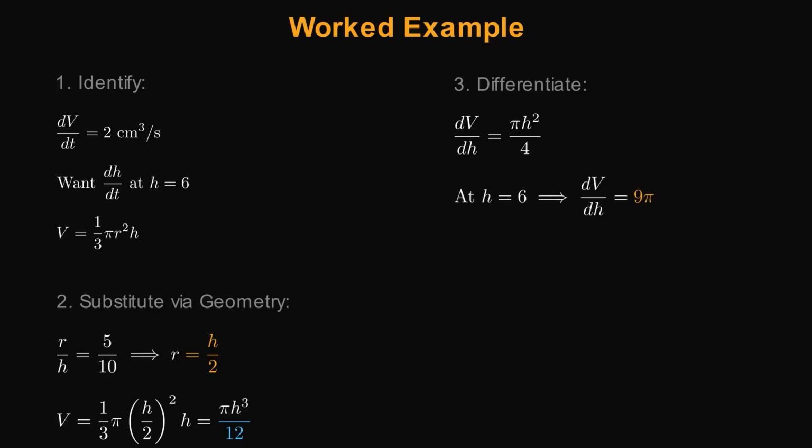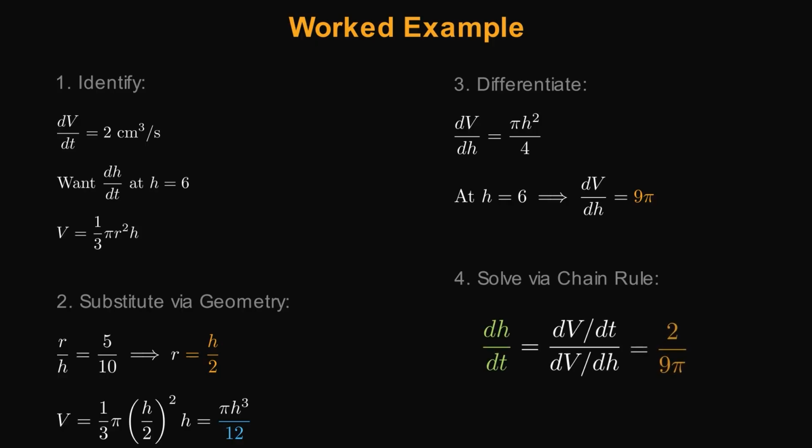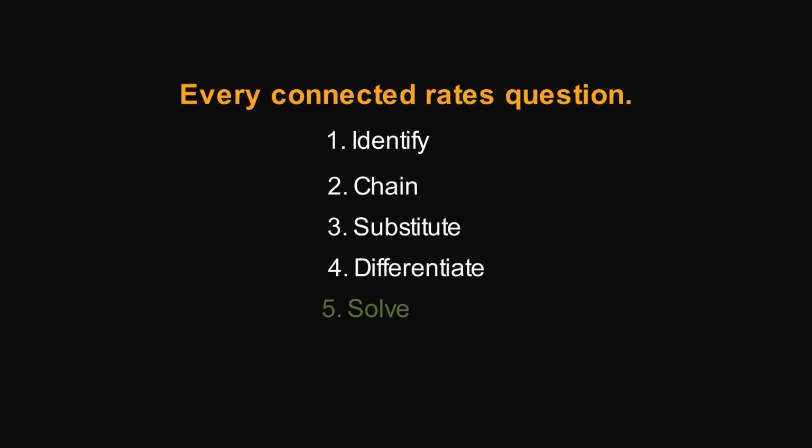So if we combine this now, dh by dt is equal to dV by dt over dV by dh, which gives us 2 over 9 pi centimeters per second. So every connected rates question is the same question. You need to identify, chain, substitute, differentiate, solve, always in that order.